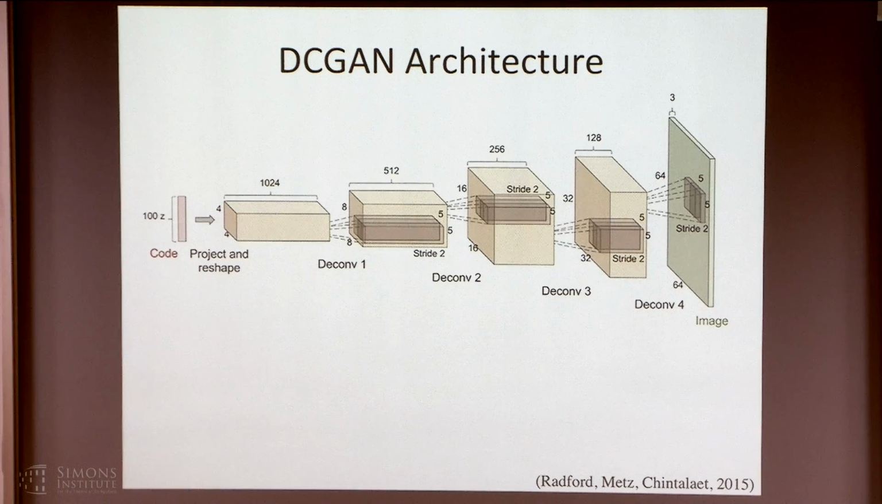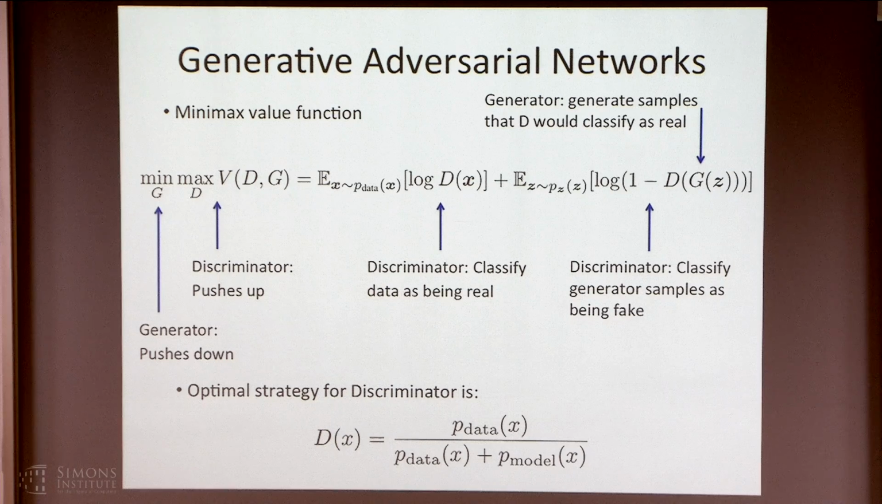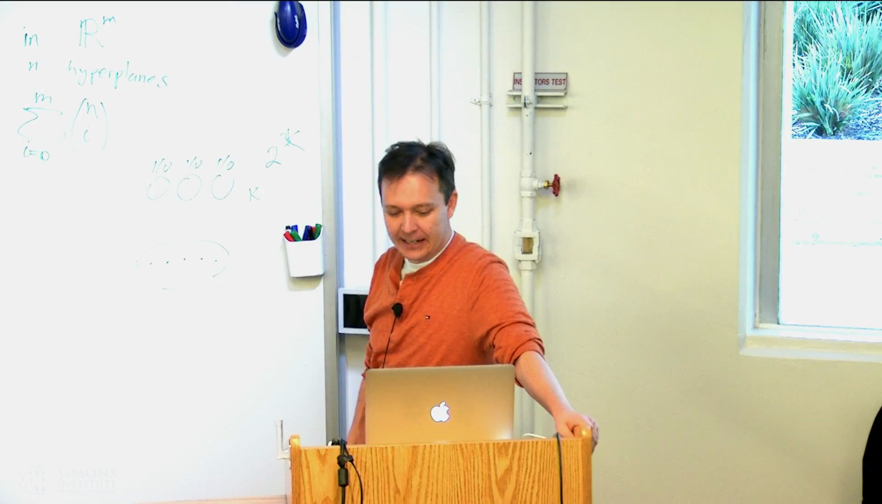So this is something called the deconvolutional GAN architecture, where you take a code which is sampled from... What happens if you plug this optimal discriminator into the formula and then only solve for one later? Well, you have to know what this is. Right, so you generally don't know what that is.